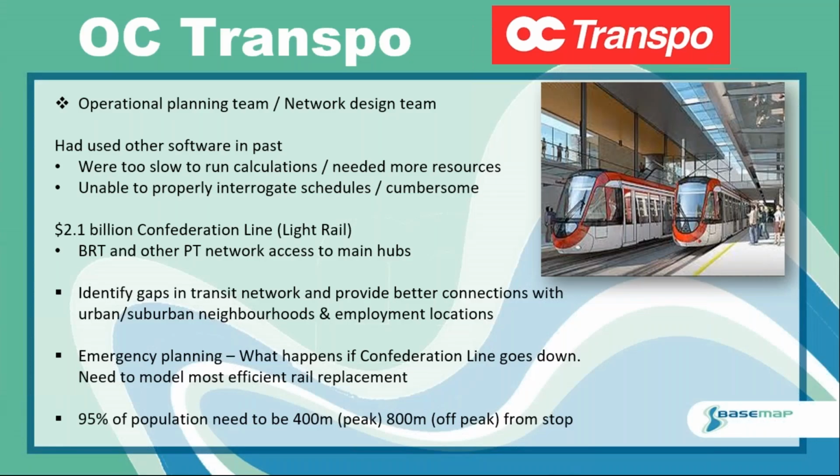OC Transpo in Canada, their operational network design team had used software in the past to try to model the impacts of a hugely ambitious Confederation line, a light rail line. The previous software they used was rather slow to run the calculations they needed. It needed a lot more resource to deliver the results, and therefore they were unable to properly interrogate the schedules, and it became really cumbersome.